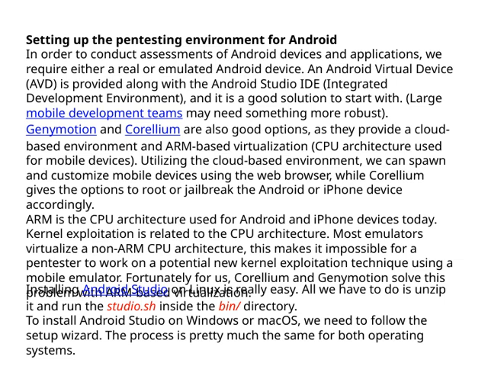Moving on to installing Android Studio, on Linux, it's quite straightforward. You just unzip the package and run the studio.sh script from the bin directory. For Windows and macOS, the process involves following the setup wizard, which is very similar across both platforms. This ease of setup helps us quickly establish a reliable environment for our pen testing activities.